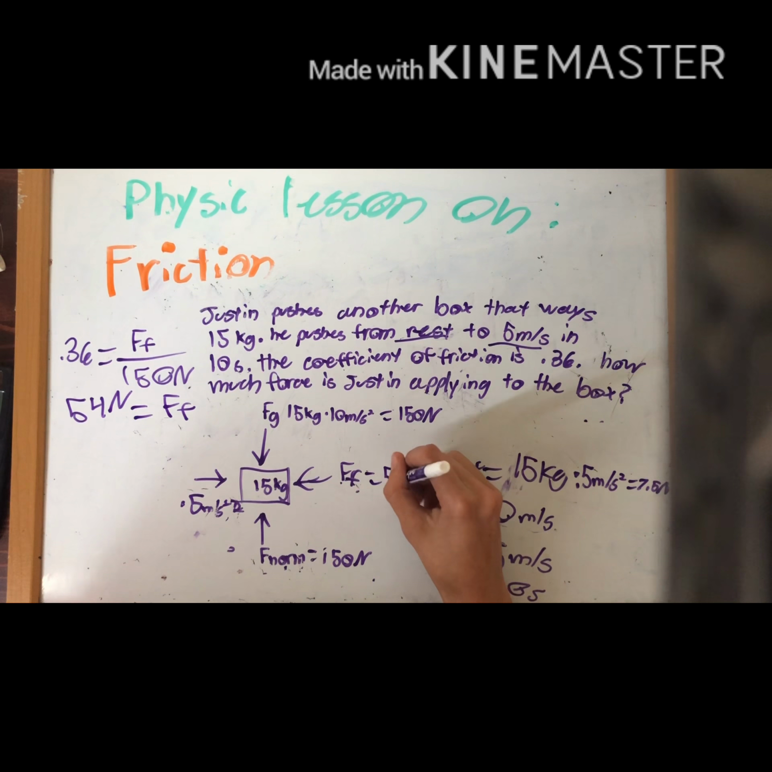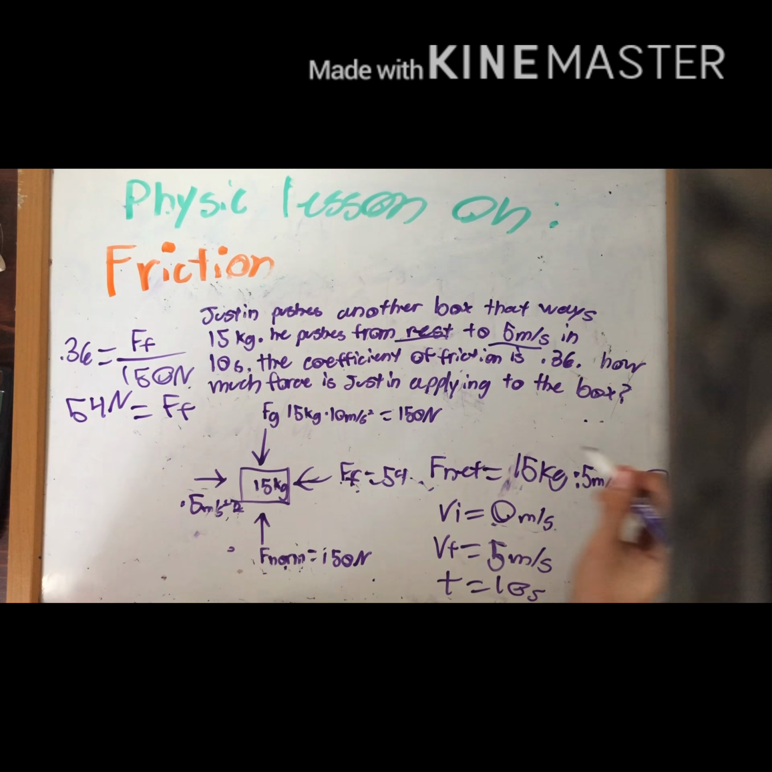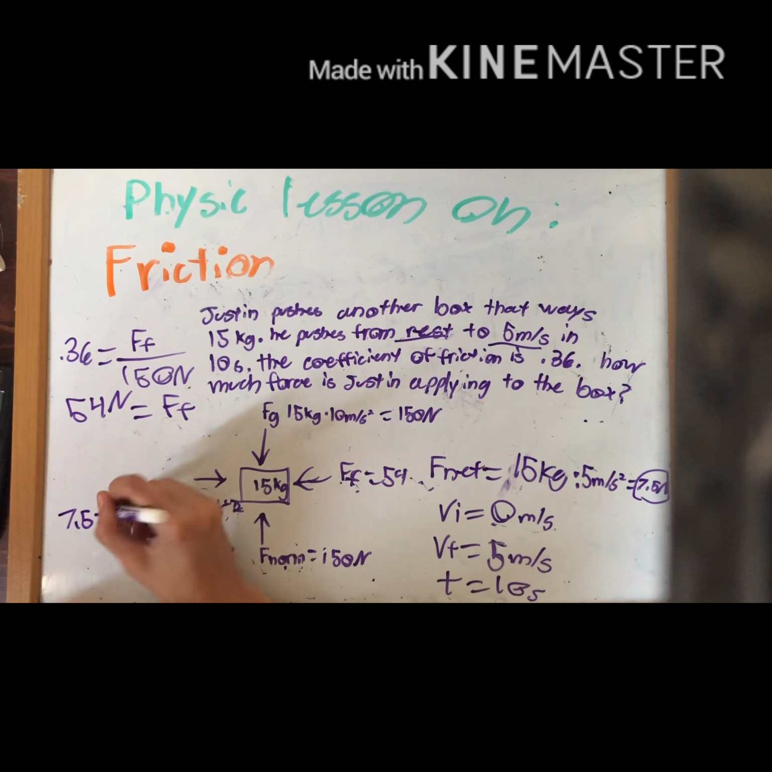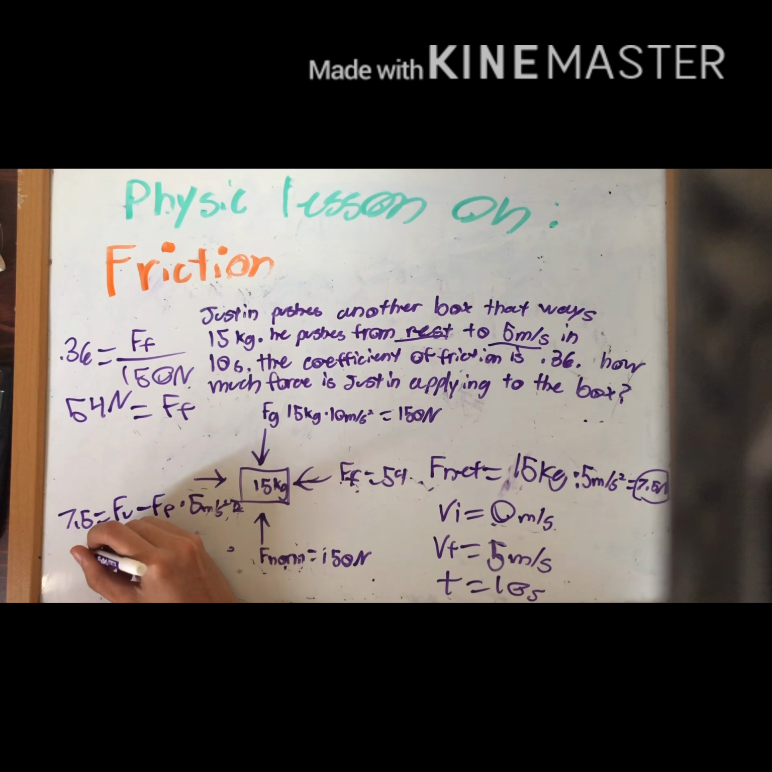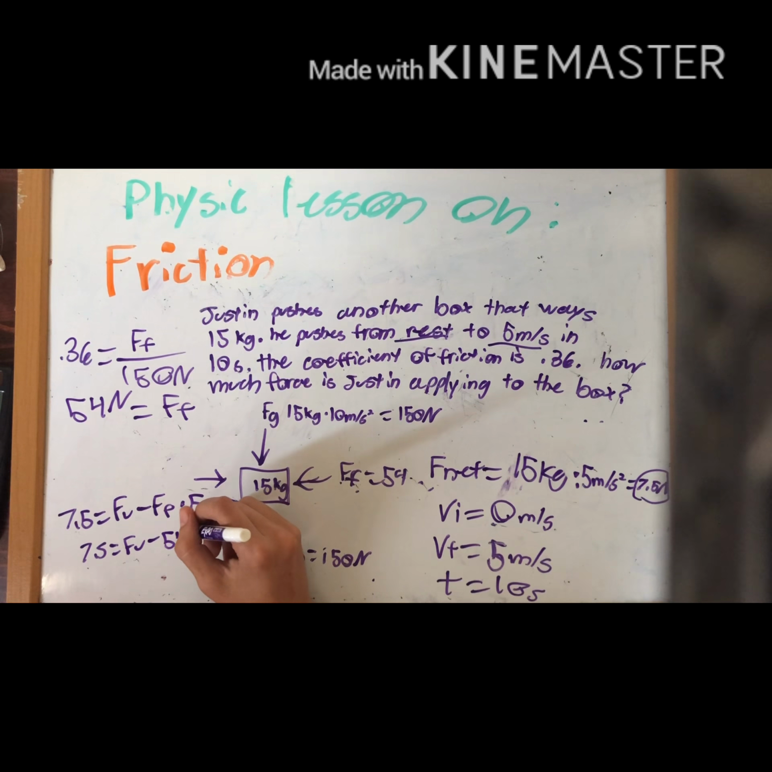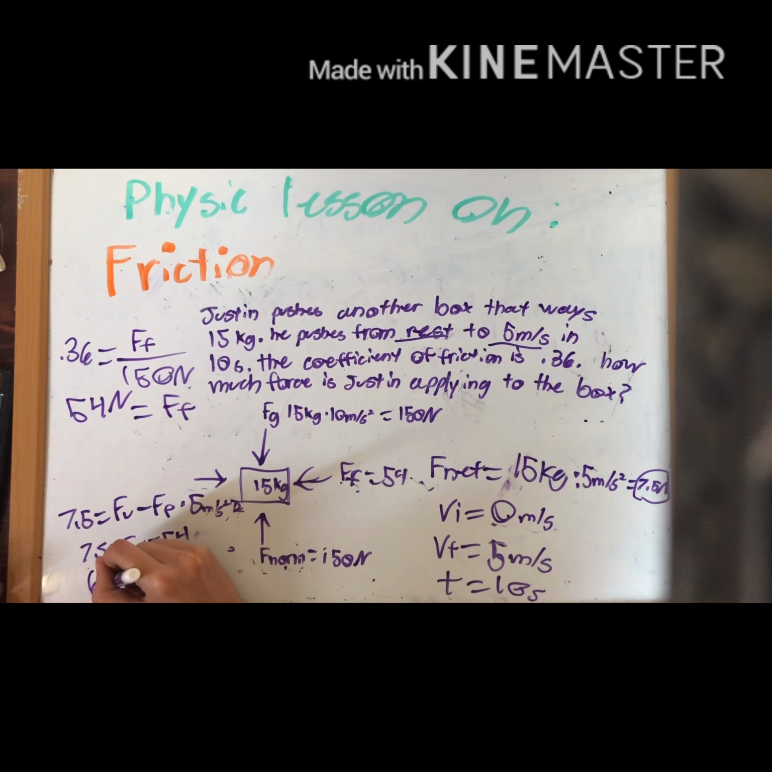Now that the force of friction equals 54, and we know that our F net equals 7.5 newtons, 7.5 newtons equals force of Justin minus force of friction. We plug in our numbers, so 7.5 equals force of Justin minus 54. We add 54 to both sides, and that gives us 54 plus 7.5, which is 61.5 newtons equals the force of Justin. And this is our answer.